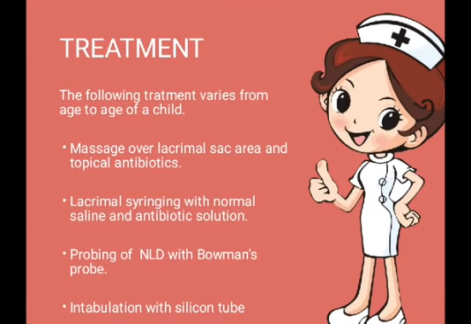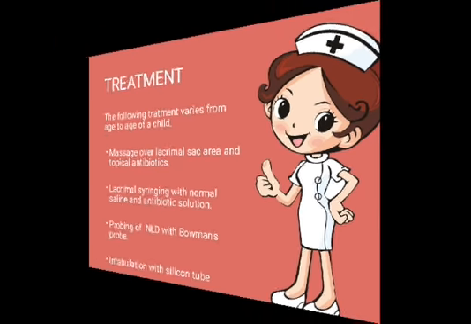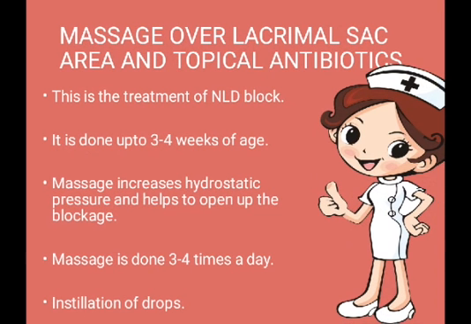Treatments. The following treatment varies from age to age of a child. As the child grows in age, the treatment we have to give to the patient varies. First treatment is massage over the lacrimal sac area and topical antibiotics. Second is lacrimal syringing with normal saline and antibiotic solution. Third is probing of NLD with Bowman's probe. Fourth is intubation with the silicone tube. Let's discuss them one by one.